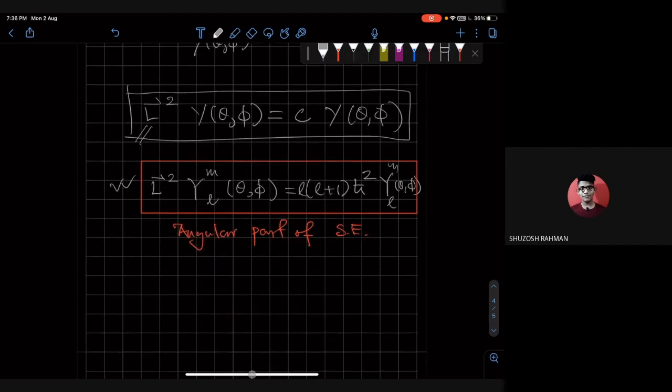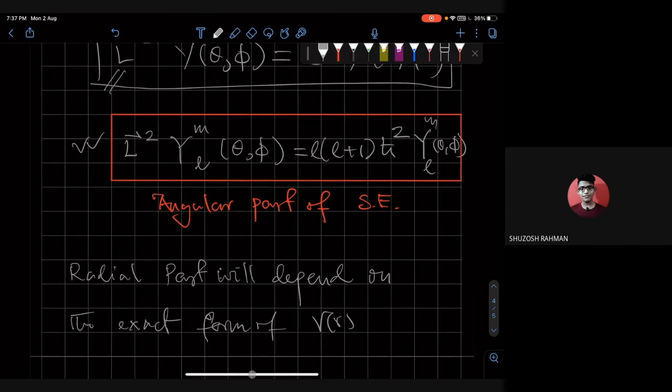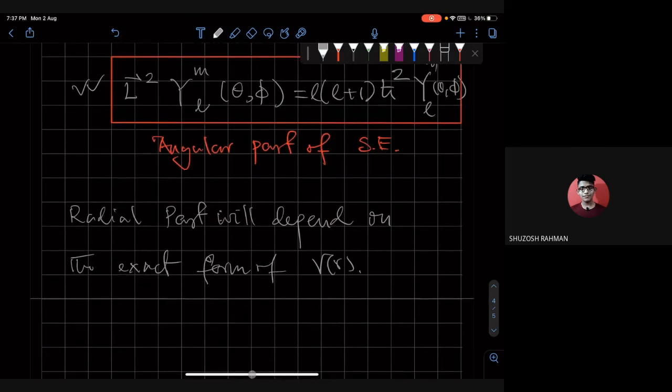Now, what about the radial part? Its detailed analysis will depend on the exact form of V of r, although we can make some general statements about it. So we will analyze the radial part of the Schrödinger equation in either the end of this lecture or the next lecture, okay?